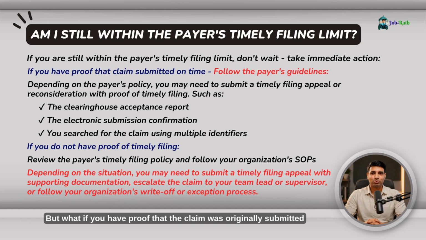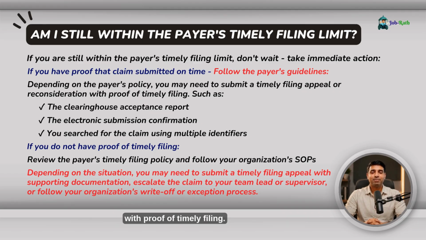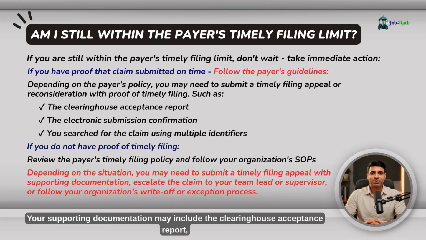But what if you have proof that the claim was originally submitted on time and the payer still cannot locate it? In that situation, don't simply submit another claim. Follow the payer's guidelines. Depending on the payer's policy, you may need to submit a timely filing appeal or reconsideration with proof of timely filing. Your supporting documentation may include the Clearinghouse Acceptance Report, the Electronic Submission Confirmation, the Claim Acceptance Report, the Transmission Report, or any other valid documentation showing that the original claim was submitted within the payer's timely filing limit.